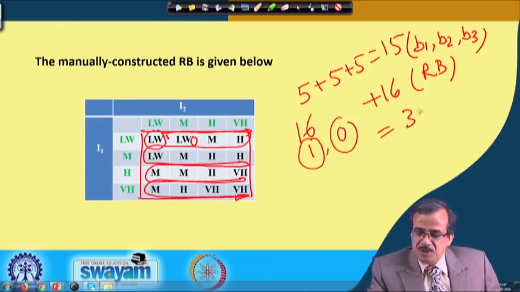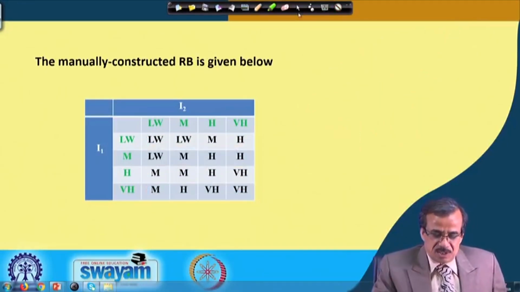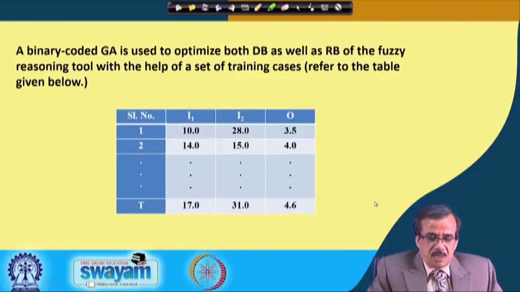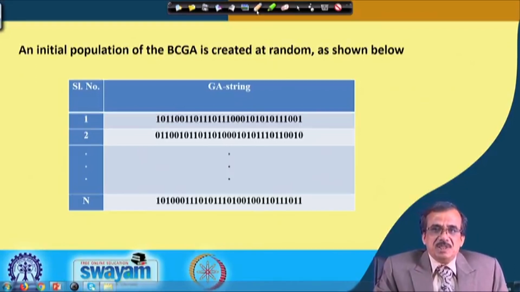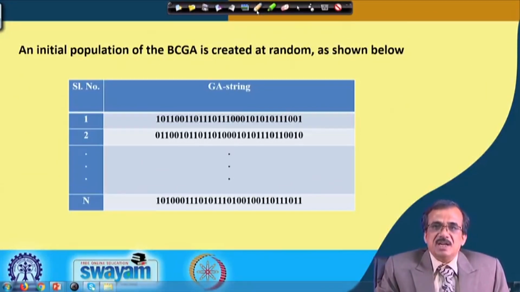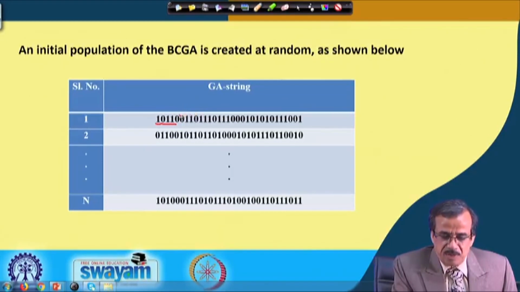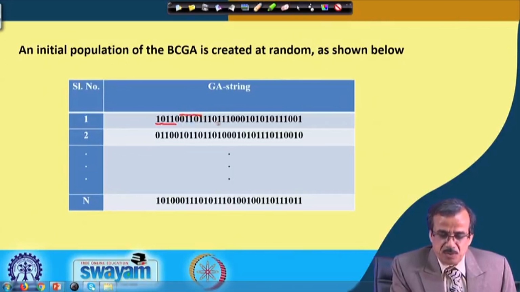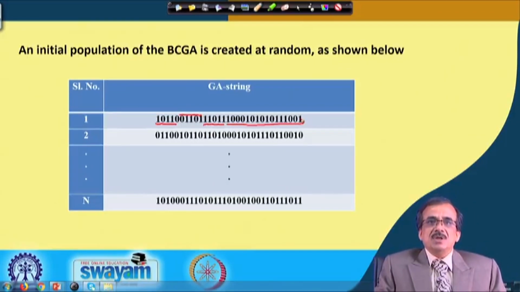So, the GA string will be 31 bits long. The same thing I am just going to represent here. Now, if you see the GA strings present in this population, which are generated at random, the first 5 bits are going to represent B1, the next 5 bits are going to represent B2, the next 5 bits are going to represent B3, and the remaining 16 bits are going to represent the rule base.